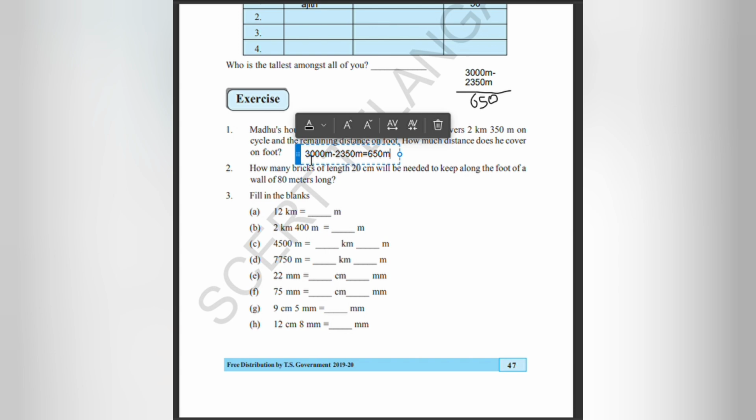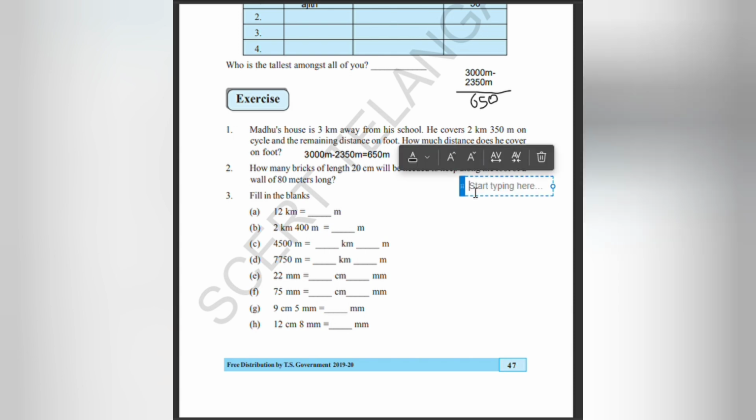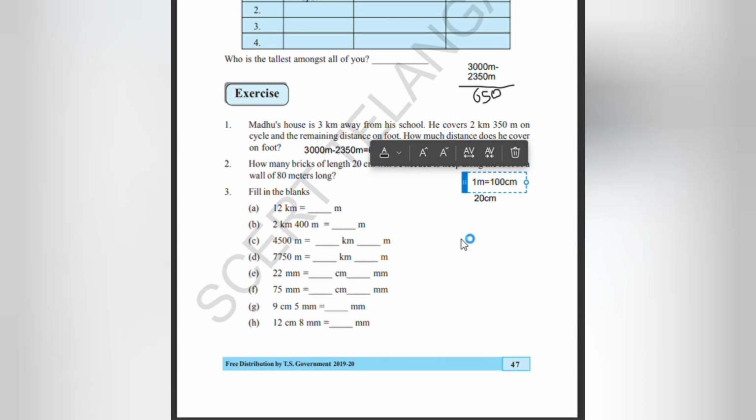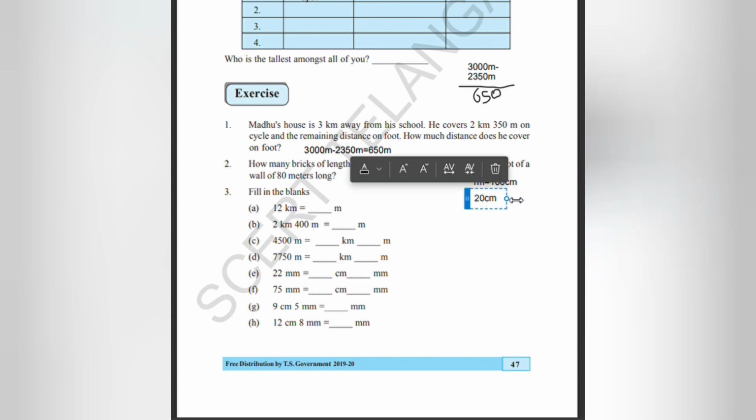How many bricks of length 20 centimeter will be needed to keep along the foot of a wall of 80 meters long? So, how many bricks of length 20 centimeter? So, 1 meter is equal to 100 centimeter. That is what is given here, 20 centimeter; 1 meter equal to 100 centimeter. So that is fixed. Okay, so 20 centimeter is equivalent to how much that we have to find out.